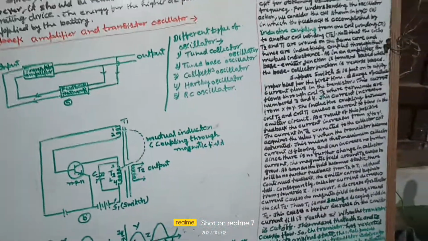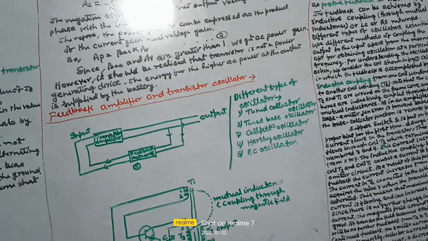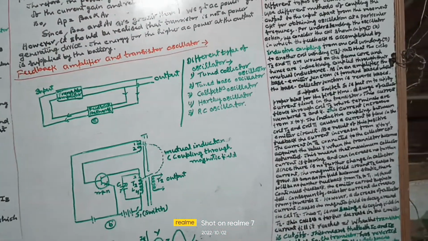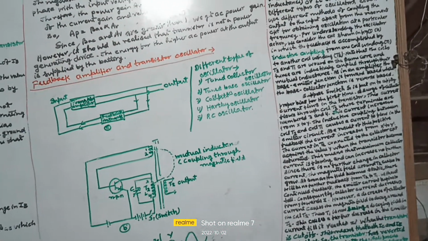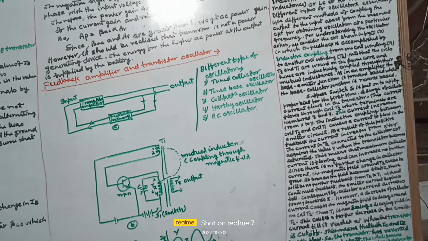Now the different types of oscillators are the tuned collector oscillator, tuned base oscillator, Colpitts oscillator, Hartley oscillator and RC oscillator.